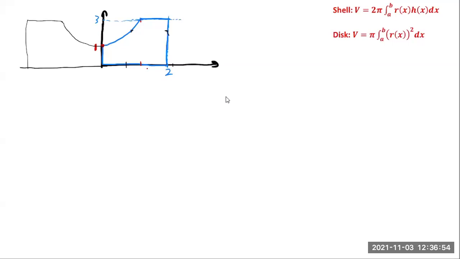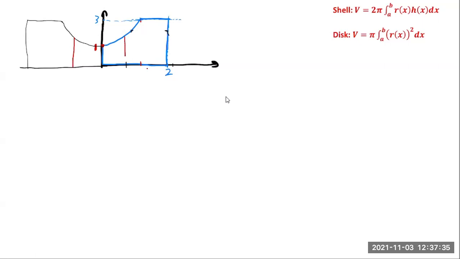In the next part, we are asked to rotate the same region about the y-axis, not about the x-axis. Then you will get a solid like this. This is the shape of the solid you get if you rotate this region about the y-axis. Now again, you need to write that volume as an integration along x direction and as an integration along y direction. Let's deal with x direction first. To deal with x direction, we can again use the shell method. You need to split the integration into 2 pieces.